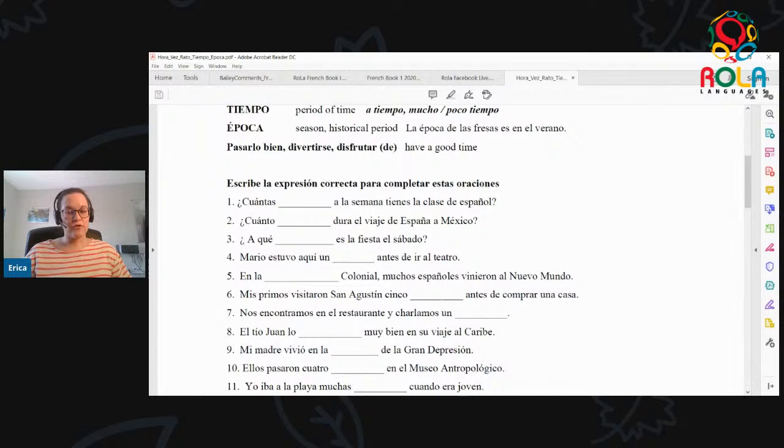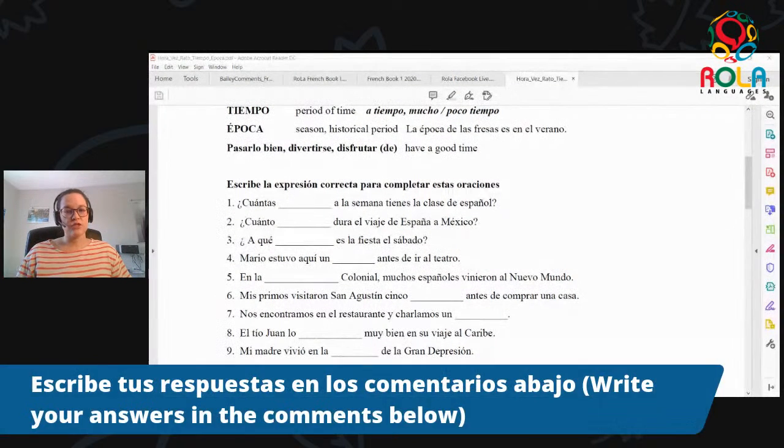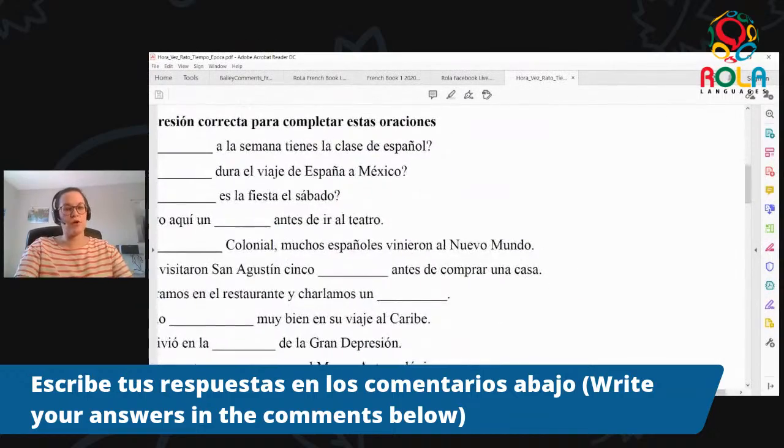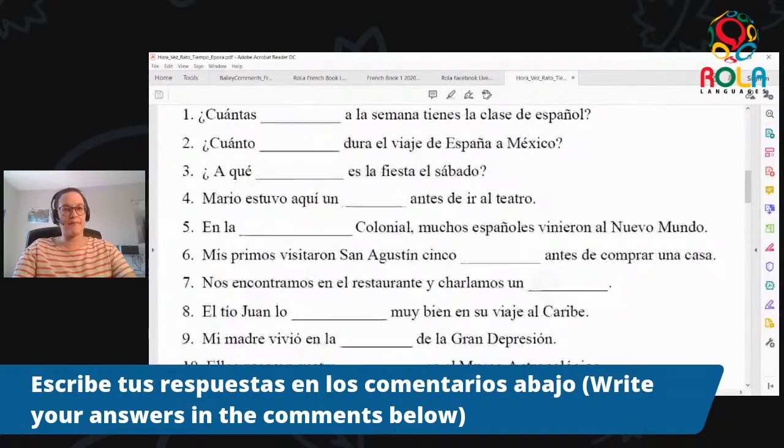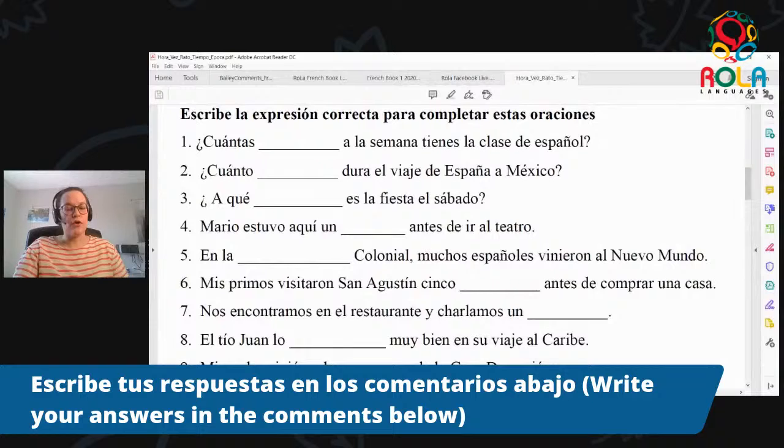So, por favor, escribe tus respuestas en los comentarios abajo. So please write your responses in the comments below as we go through this exercise and see if you can choose the right word to express the kind of time that this question shows. So vamos a comenzar con número 1. So we're starting with number 1.